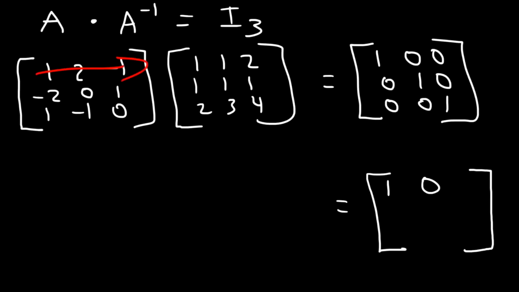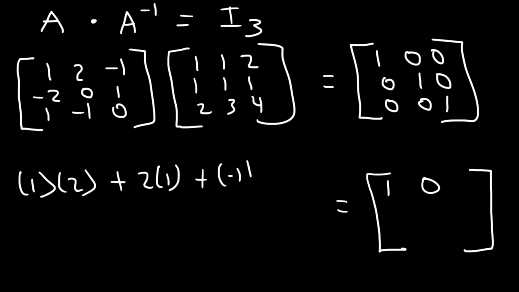Now let's try row 1 by column 3. So that's 1 times 2 plus 2 times 1 plus negative 1 times 4. So this is 2, 2 minus 4. 2 plus 2 is 4. 4 minus 4 is 0.